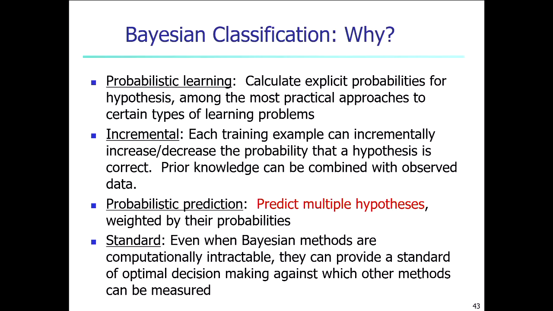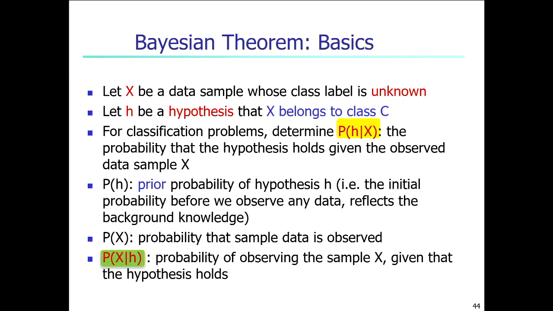Okay? And then we say, even when Bayesian methods are computationally intractable, they can provide a standard of optimal decision making against which other methods can be measured. So it's kind of a standard. So before we go into the classification algorithm, let's review the Bayesian theorem first.